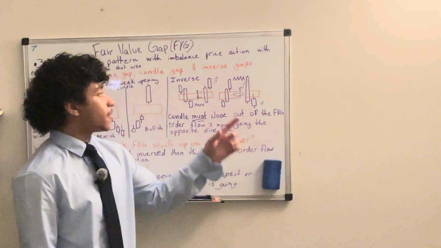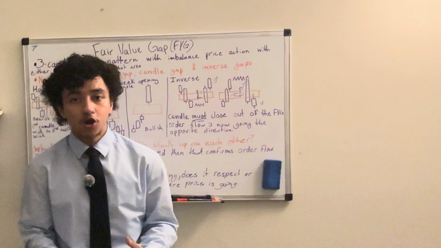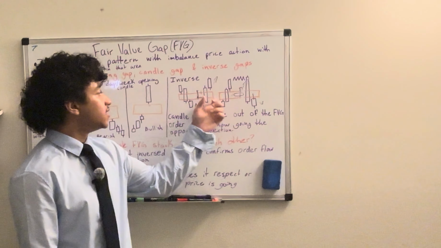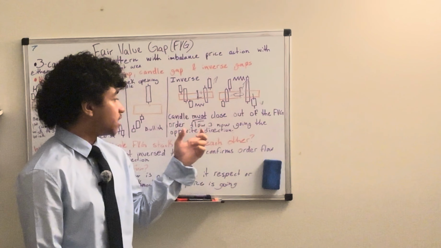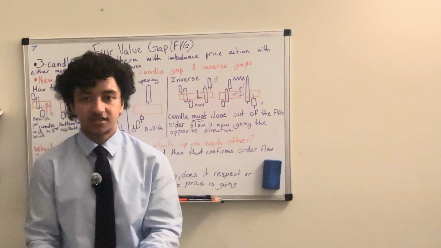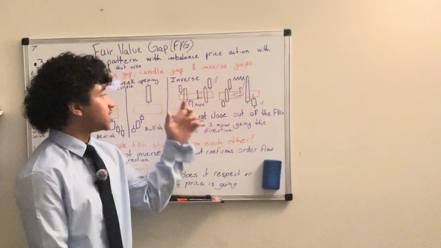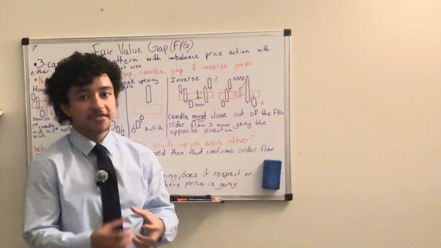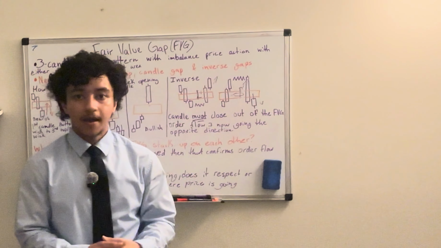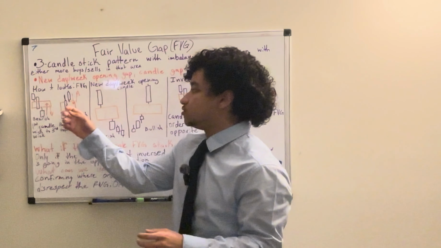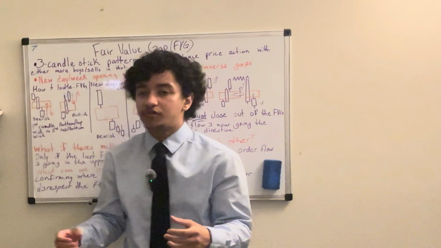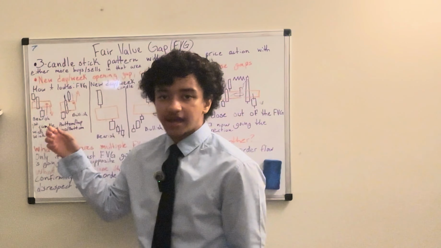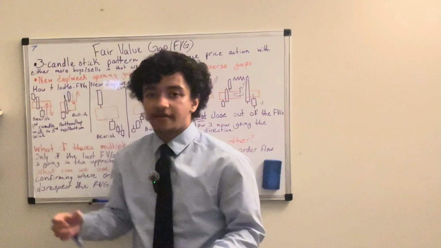And how do I use that? With an inverse to help me confirm that price is going in the opposite direction. Why? Because inverse indicates order flow is now going in the opposite direction, because it ignores the sells or the buys in that area and pushes through. For fair value gaps, I use it as, hey, price might want to respect that fair value gap. It might want to test it. So if I see a fair value gap, we might want to test that fair value gap.